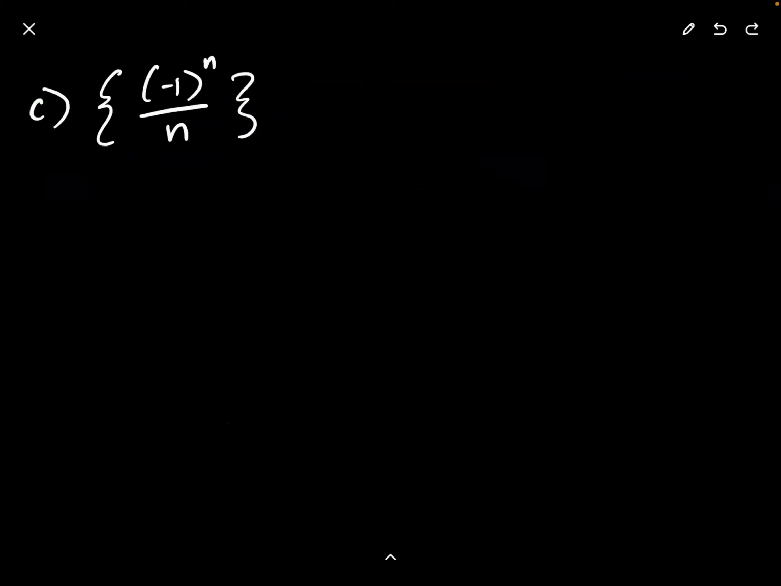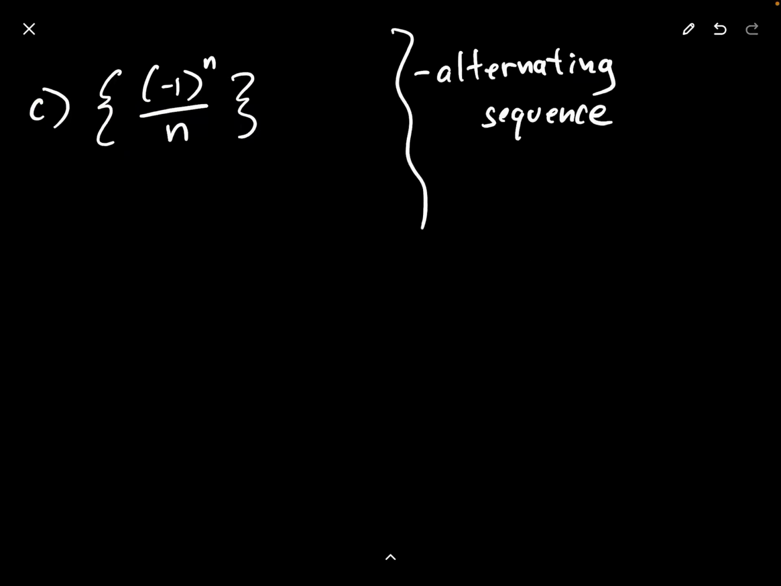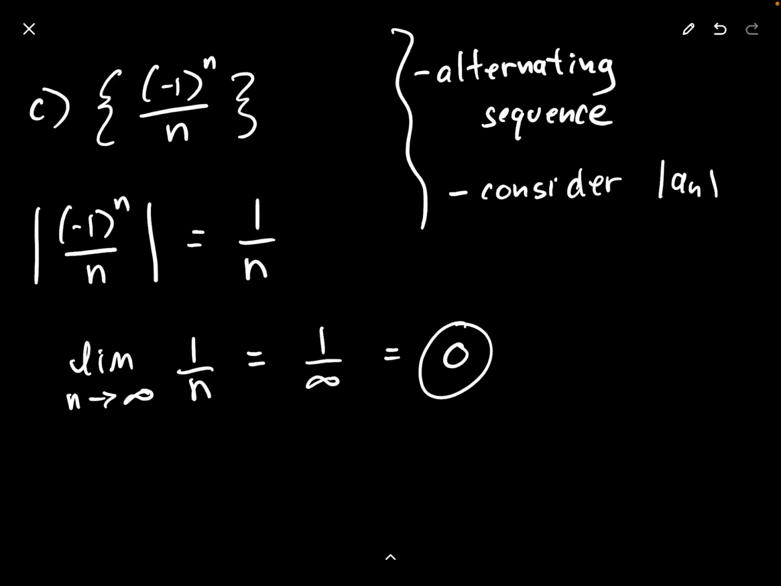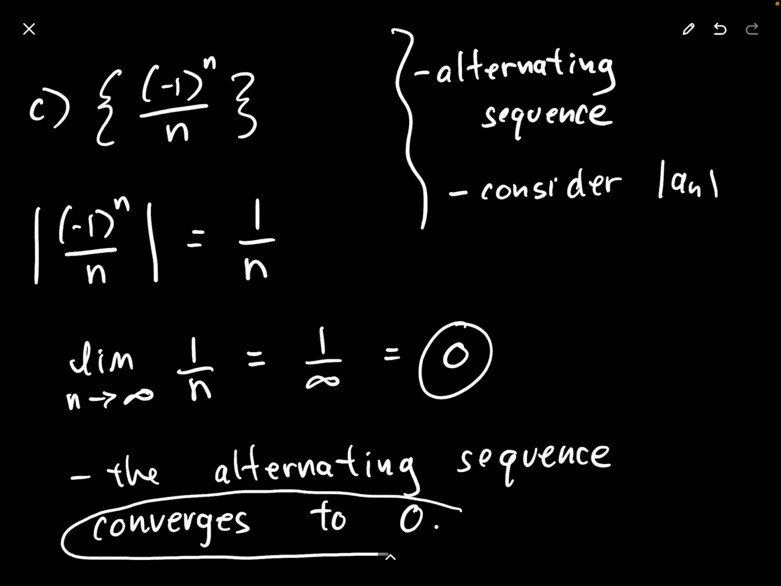In the next example, we have minus 1 to the power n over n. We see that this is an alternating sequence, so we can consider the absolute value of it. For the absolute value of the nth term, we can just eliminate the term that makes it alternating, the minus 1 to the n. So we have 1 over n. And since the limit of the nth term is equal to 0 for the absolute value of the sequence, the alternating sequence also converges to 0.